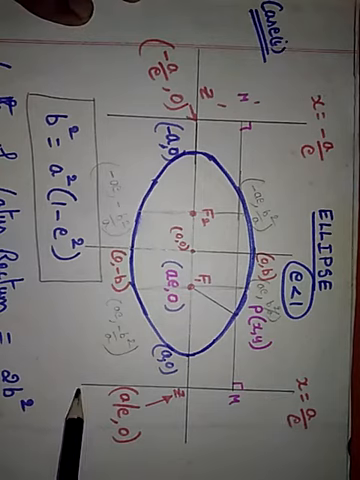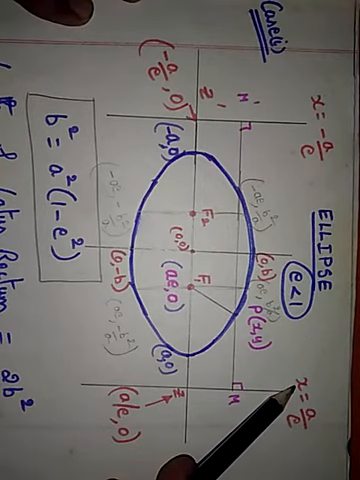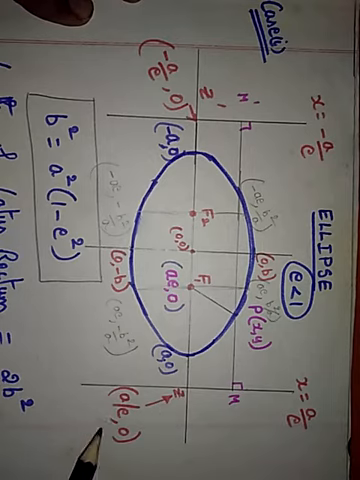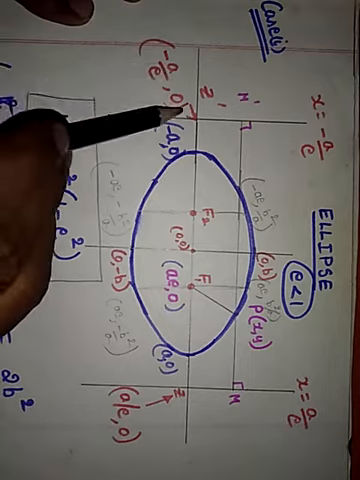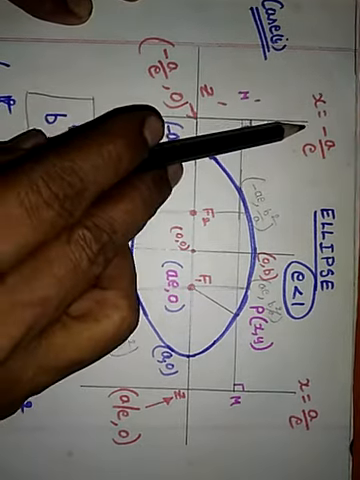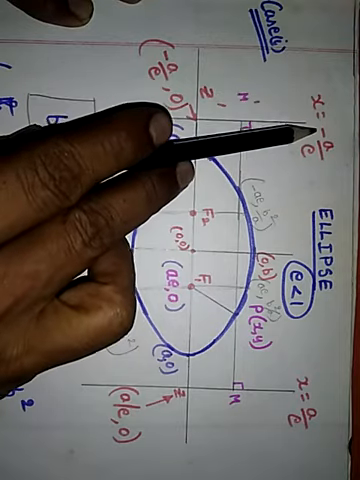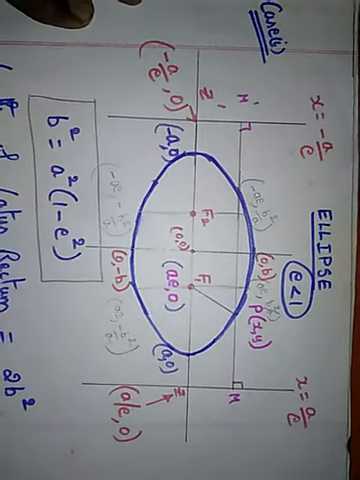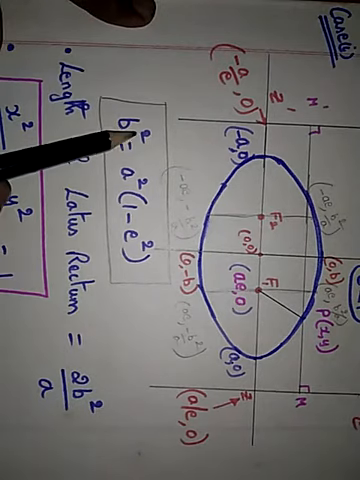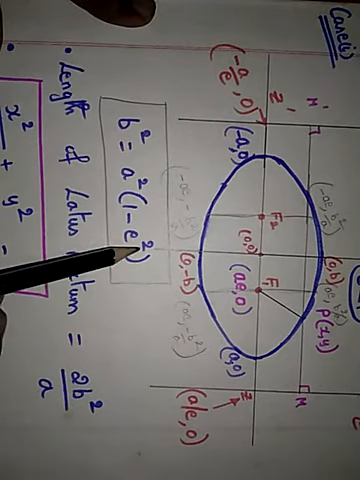Okay, and this is the directrix line. The equation of the line is x is equal to a by e. This is point z. The coordinates is a by e comma 0, and this side minus a by e comma 0. And the equation of this line, this side, is x is equal to minus a by e. Okay. Now we have b square is equal to a square into 1 minus e square.